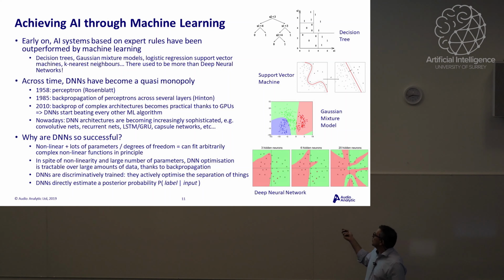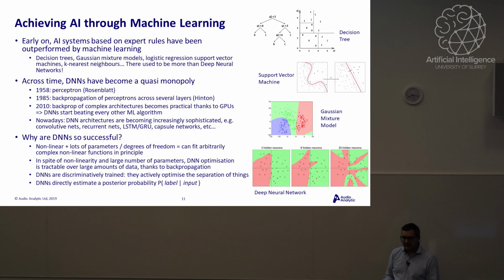With neural networks, the more neurons you put, the more you can make nonlinear shapes that don't have to be linear or parabolic. You can draw pretty much any shape in your acoustic space with a neural network. So across time, DNNs have become a quasi-monopoly. The perceptron was invented in 1958. Backpropagation came out a few years later, in 85. In 2010, backpropagation of complex architectures became practical for big networks thanks to GPU computing, repurposing graphical processing units to do parallel operations when training DNNs.